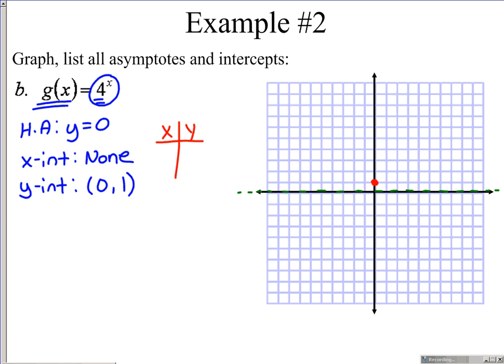Now let's pick a couple more values. I put 1 in for x. We're going to get out 4. So we have a point at 1, 4. Put in -1. We're going to get out 1/4. So we can see we have the same curve shape, but now it's increasing more rapidly as we go to the right because our base went from 2 to 4. Larger base increases exponentially quicker.